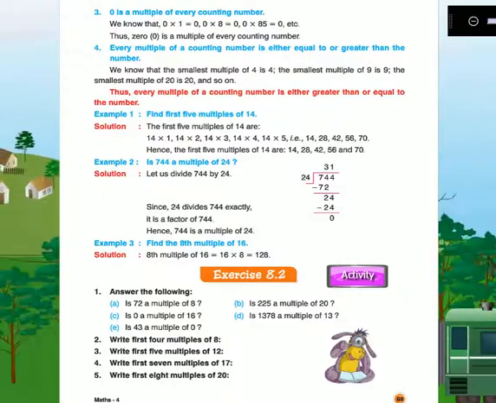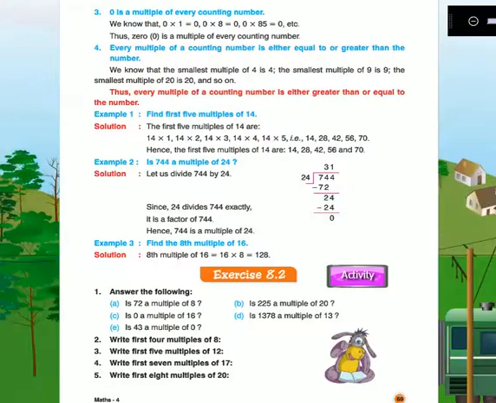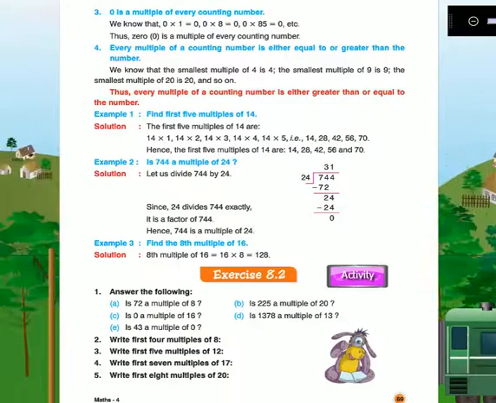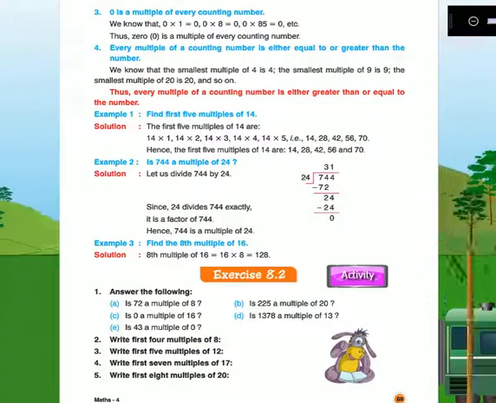Example 3. Find the 8th multiple of 16. The 8th multiple of 16 is 16 multiplied by 8, which is 128.